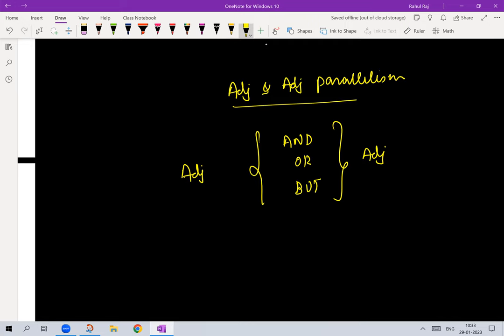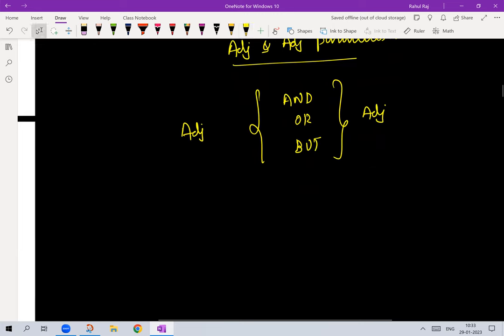So before we get into it, please understand that there are three types of adjective.